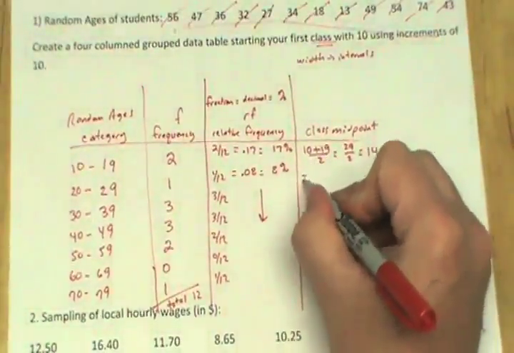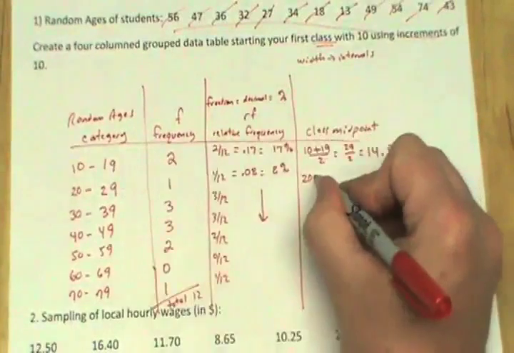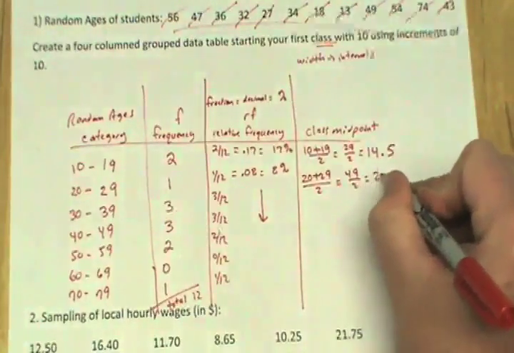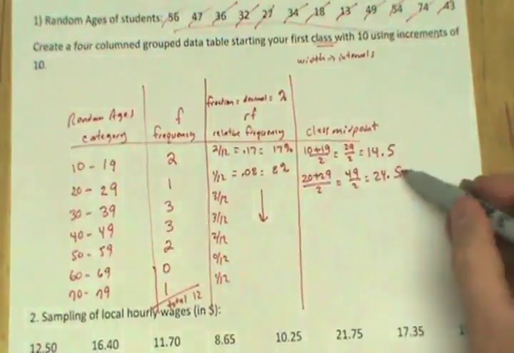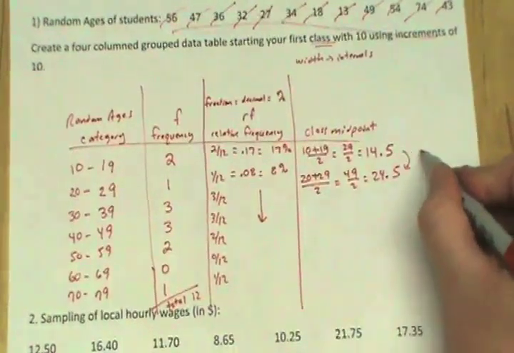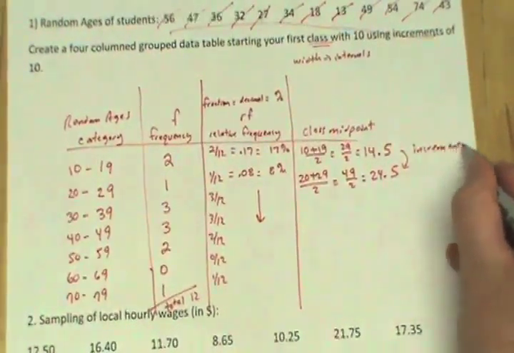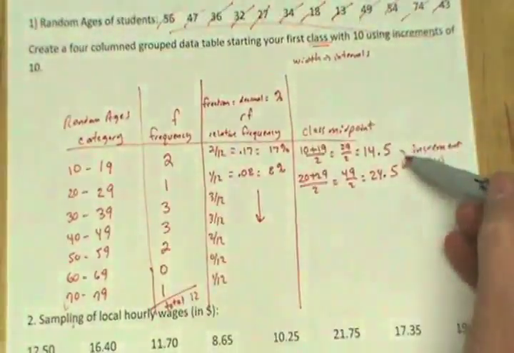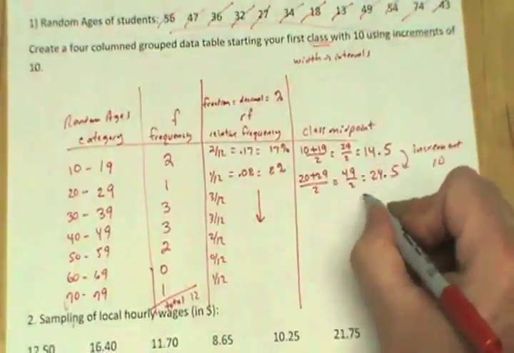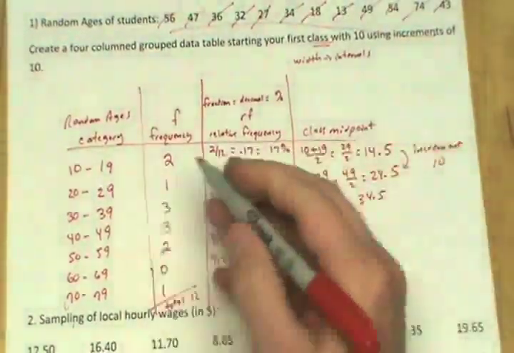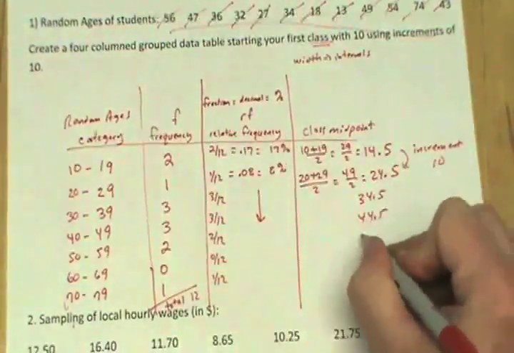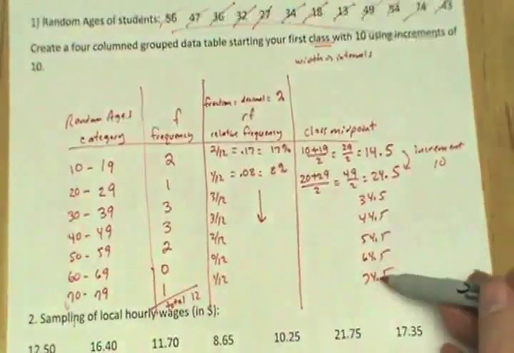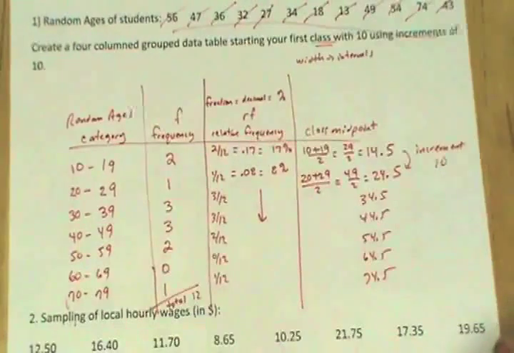And you do that all the way down. So for the second class, you would say the low of the class interval is 20. You add the higher, 29, and divide by 2. That gives me 49 over 2. That's 24.5. And we're going to keep the half. You'll notice that the increment is also 10. If the first differ by 10, the seconds differ by 10, the middles differ by 10. So you can do the formula all the way down, or you can simply say the middle of 30 to 39 is 34.5, and then 44.5, 54.5, 64.5, and keep adding 10, you get 74.5. That would be the class midpoint. So there's your 4-column grouped data table.